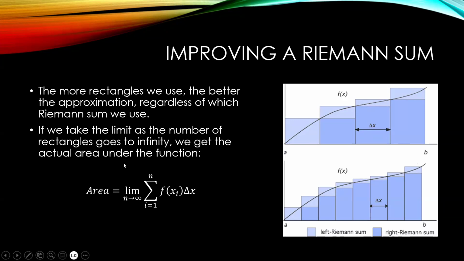And in fact, if we take the limit, if we make it so that we are using an infinite number of rectangles, which are infinitely thin, we end up getting the exact area for whatever the region is under the curve. And that's really the power of a Riemann sum. If we take an infinite number of rectangles, we can get the exact area under a curve.